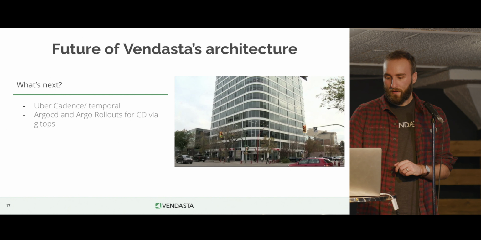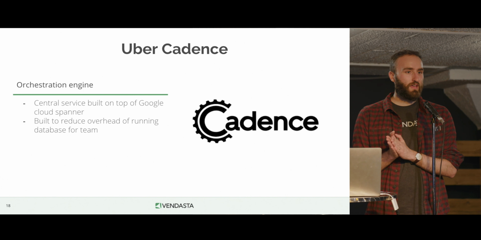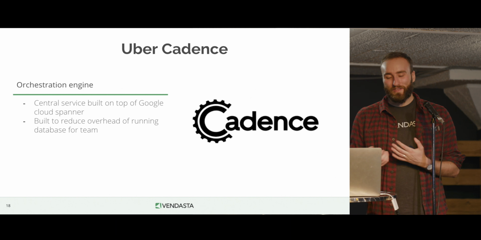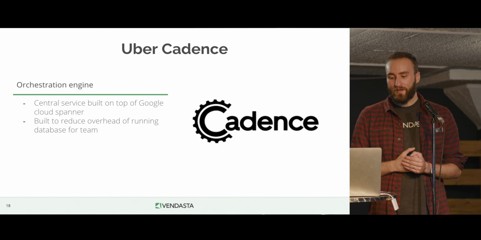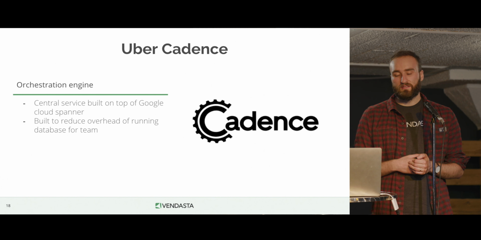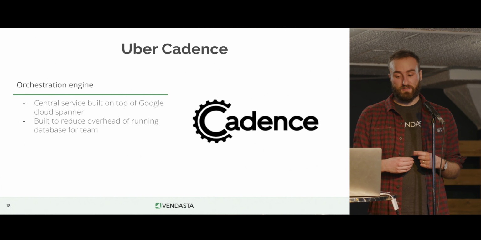So the first one I want to talk about is Uber Cadence. Has anyone here heard of Uber Cadence who doesn't work at Vendasta? Perfect. So Uber Cadence, or Temporal, which is another offering of a forked version of Cadence, is really a key piece to a distributed system. What Cadence does is it lets you define workflows that can cross multiple different microservices and are fault tolerant.